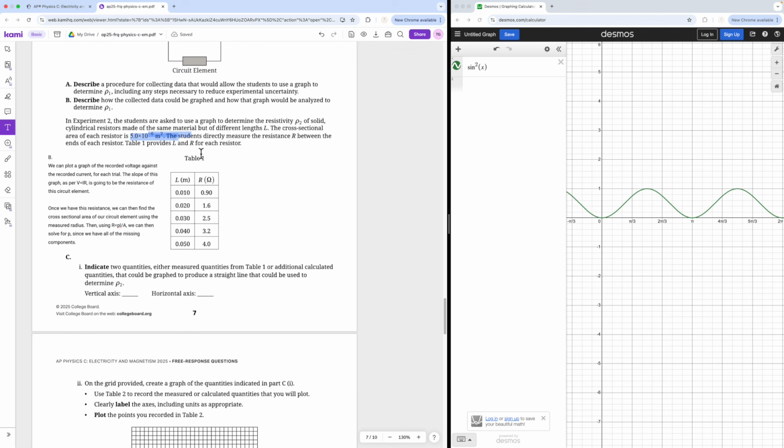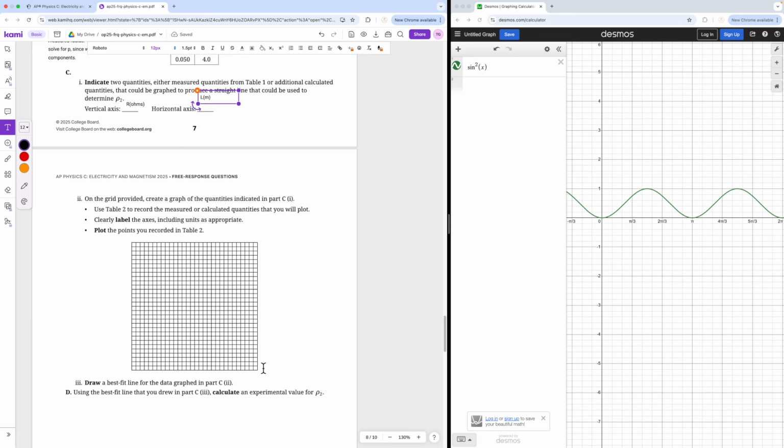Well, let's look at our equation again. R equals rho L over A. We're told that we have a fixed cross-sectional area, so we don't care about that. But then we have varying lengths and varying resistance. Well, we're measuring the resistance, so that means we don't have to change any data. So on our vertical axis, we're going to be graphing the resistance, so R in ohms. And on our horizontal axis, we're going to be graphing the length, so L in meters.